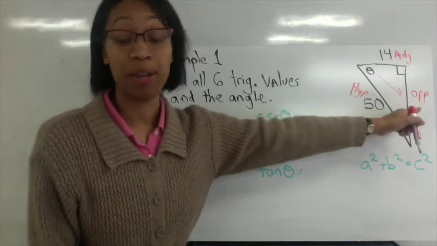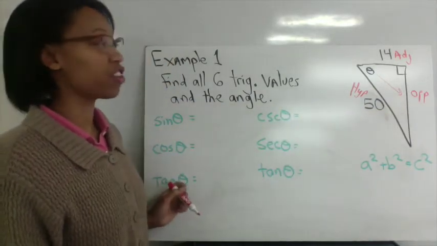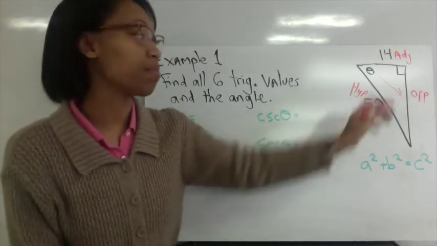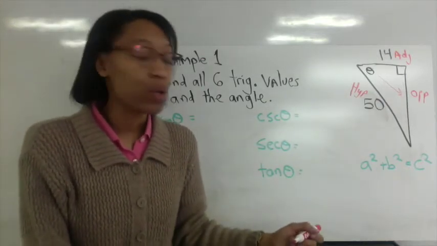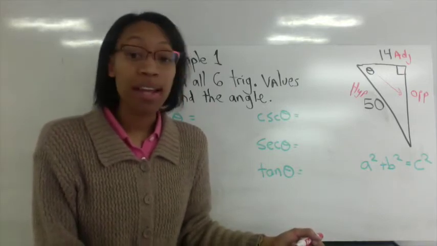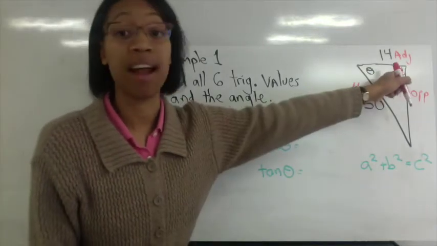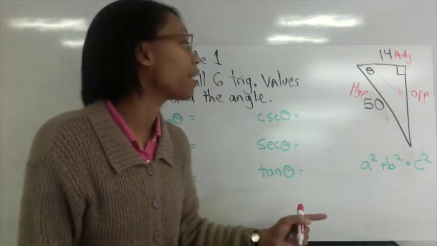But I have a problem here because I don't know what my opposite is. So before I figure out what my sine, cosine, and tangent are, it looks like I need to figure out what the missing side of the triangle is. In order to find the missing side, I can use the Pythagorean theorem. I know I can do that because this is a right triangle. It's got a 90-degree angle in it. All right, so let's go ahead and do that.